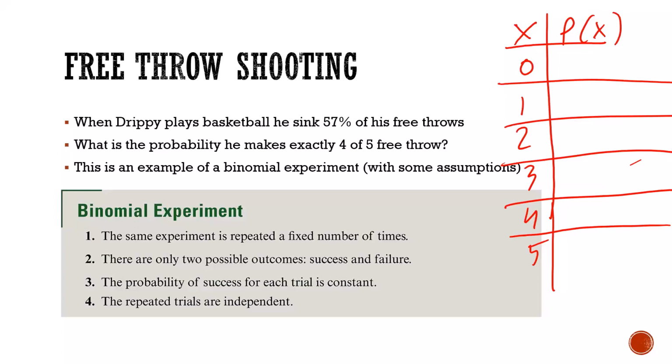Notice a lot of things are like this, right? So this is an example of one where there are a fixed number of times. In this case, it's 5, right? And the probability of a success for each trial is constant. In this case, 0.57. And for it to be constant, each trial has to be independent, right?